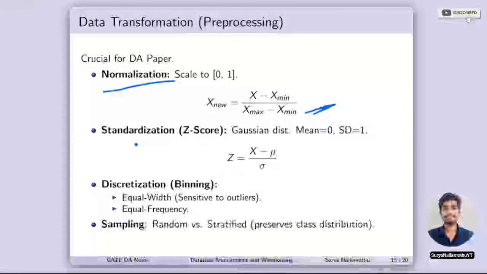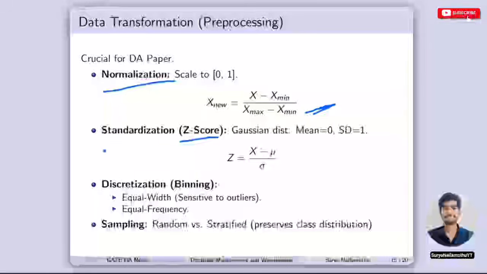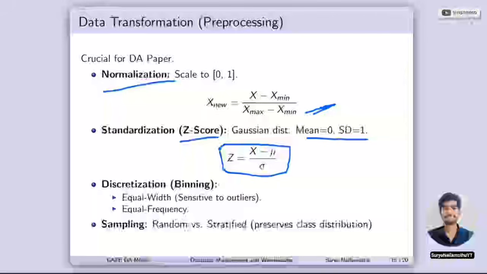The next case is standardization. Standardization is helpful for z-score normalization approaches. Standard normalization happens here, where the mean is 0 and the standard deviation is 1. In this case, the standardization z-score is z equals (x minus mu) divided by sigma. This is the formula for standardization.